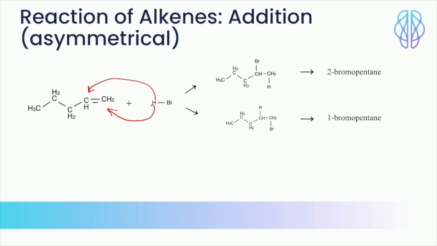Yep, so hopefully you should have come to the conclusion of 2-bromopentane. That's because, I'll clear the page now, this carbon here already has the most amount of hydrogens compared to this carbon here, which is 2 versus 1. So the hydrogen will attach here and the bromine will attach here.